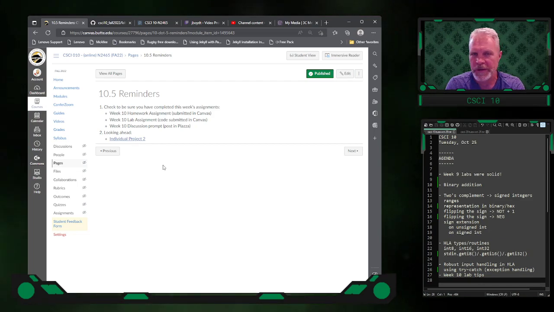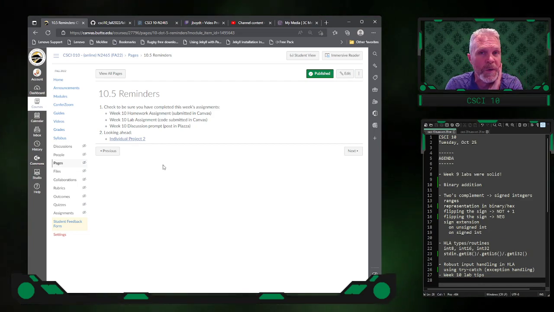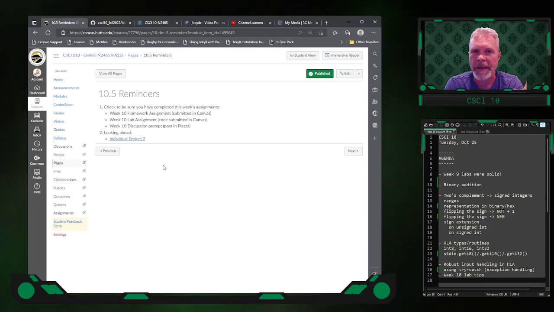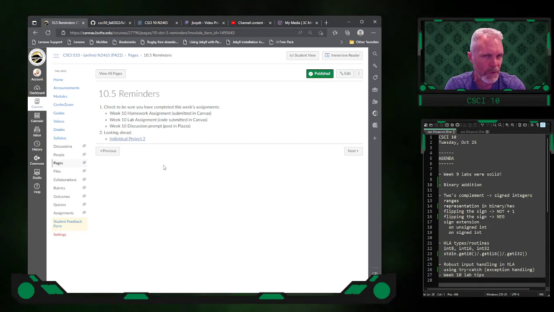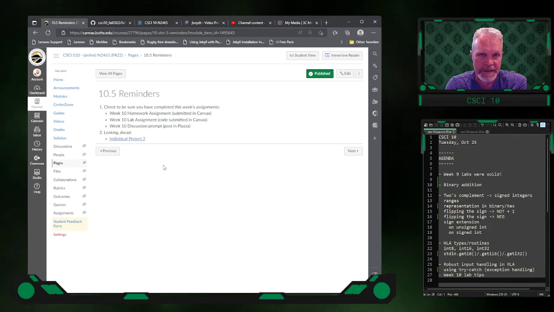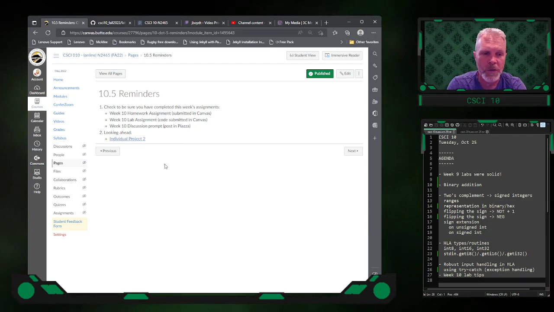Project 2, I would just recommend that you go look at it each week, either probably as you're working the lab or at least shortly after you've completed the lab, so you can see if there's anything you can steal and use in project 2.